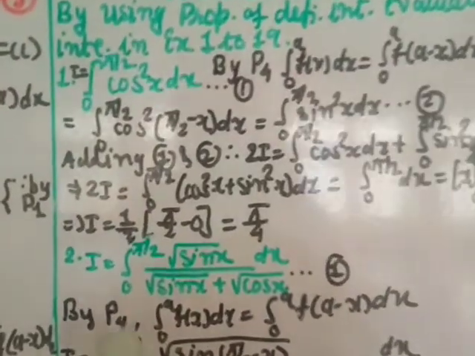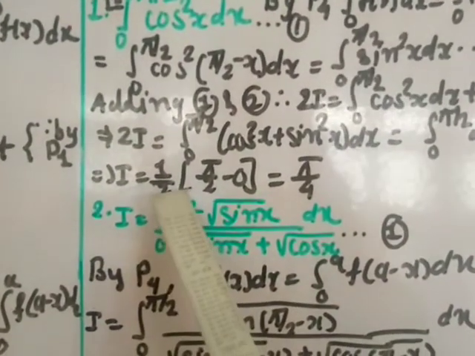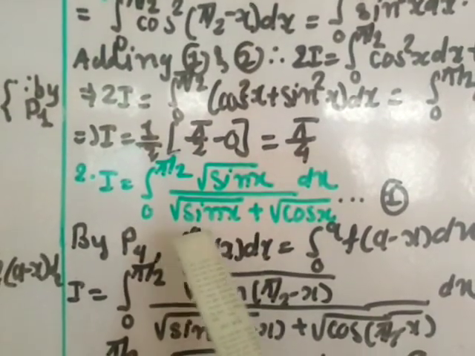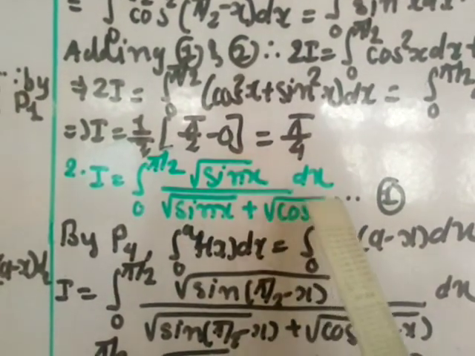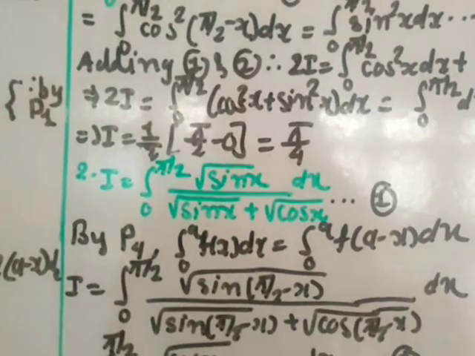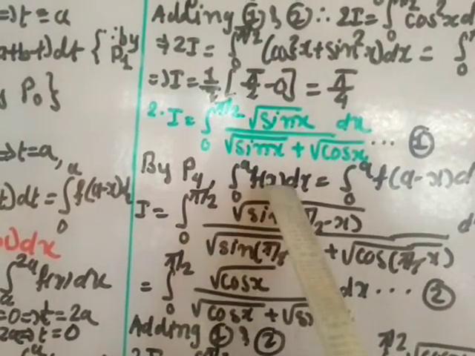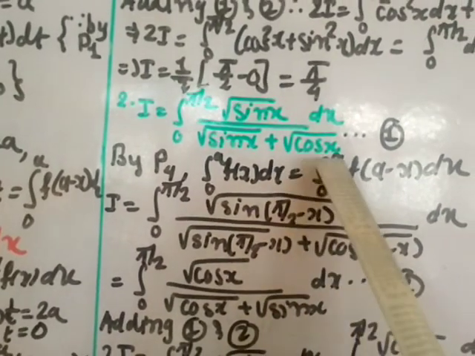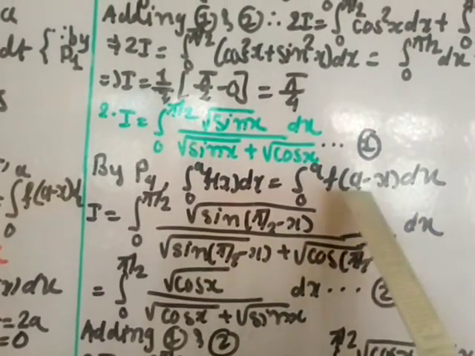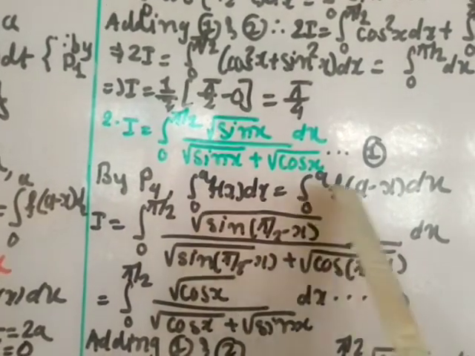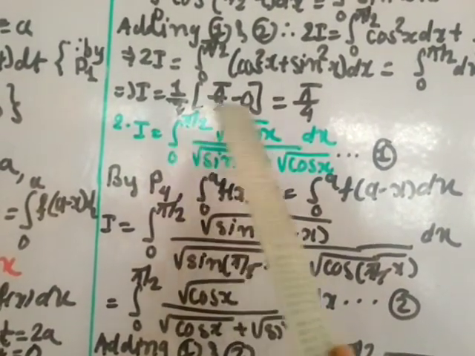Question number 2. I is equal to integral 0 to pi by 2 square root of sin x divided by square root of sin x plus square root of cos x dx. Call this number 1. Again we use property P4, which says that integral 0 to a f(x) dx is equal to integral 0 to a f of a minus x. So x becomes a minus x, upper limit minus x, so pi by 2 minus x will come.